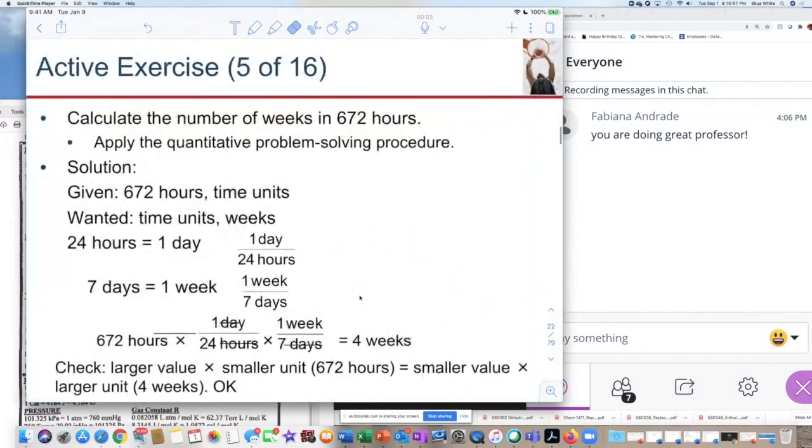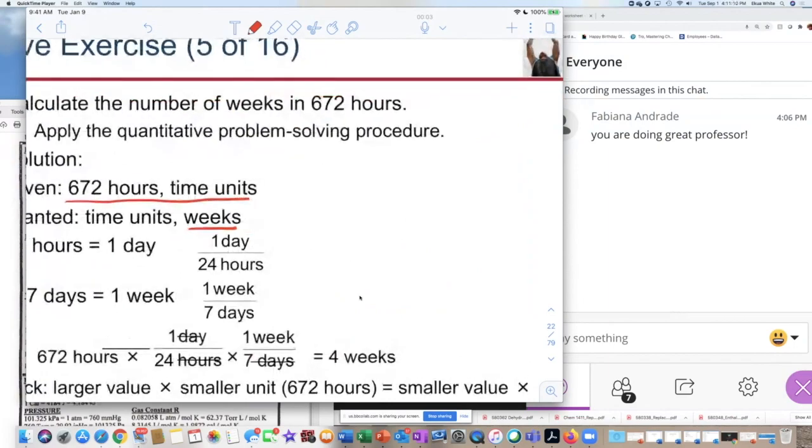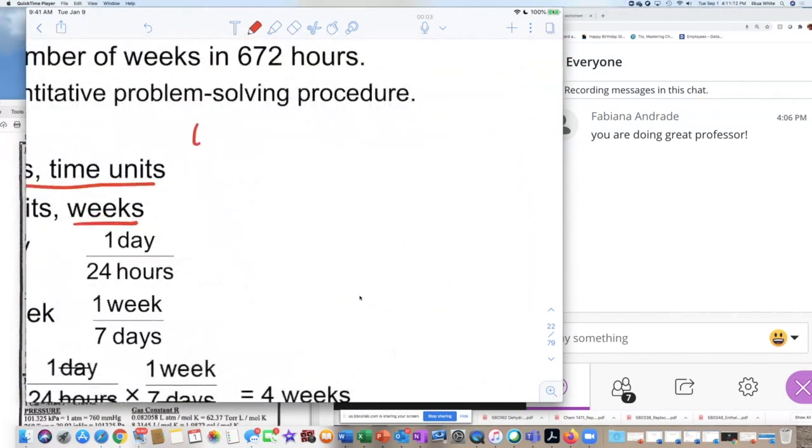Here we're being told we have 672 hours, and this is time. They want us to go from 672 hours and convert this to weeks. Okay, I think I can do this, right? So I'm going to write here 672 hours, and we have to convert to weeks. So we're going from time to time. This is a time to time conversion. Okay, so how are we going to set this up?